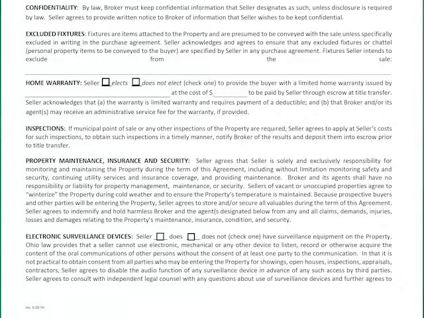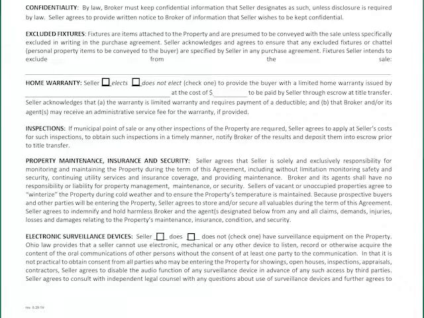Something new in the document also is the electronic surveillance devices. This is a new clause. Basically what it says is that the seller either does or does not have some sort of camera type security system in their house. And you're going to check one of those. If you don't have one, okay, no problem. Let's move on.